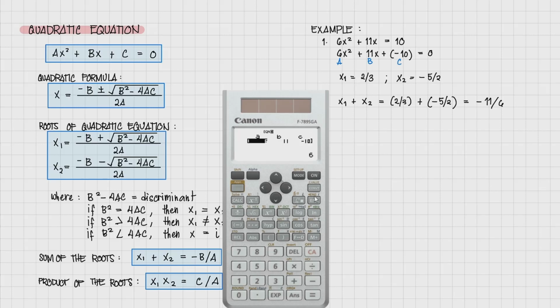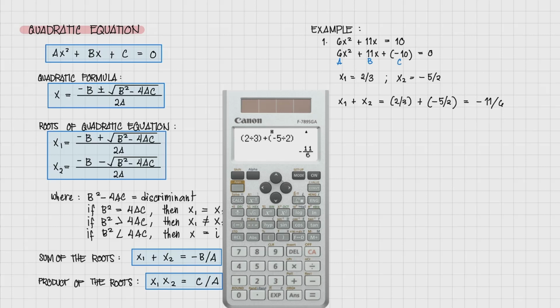So, balik tayo. Mode. Comp. So, let's check kung tama itong formula natin. Kung ito ba talaga yung lalabas. So, 2 over 3 plus negative 5 over 2. And it's equal to negative 11 over 6.